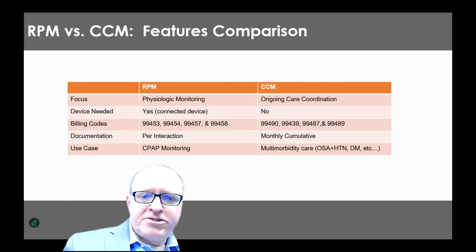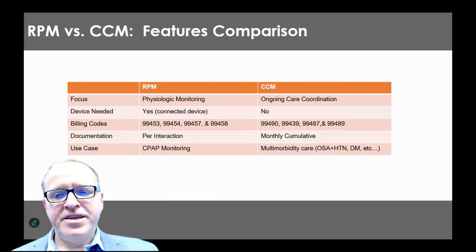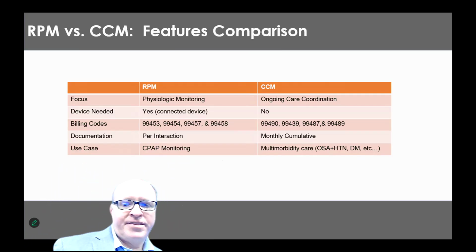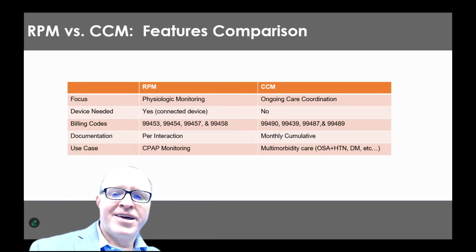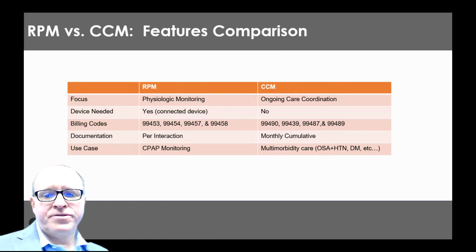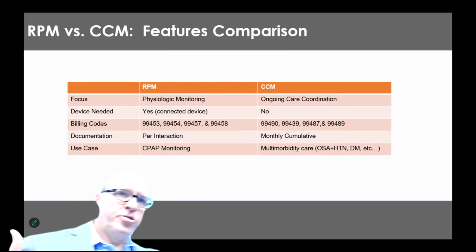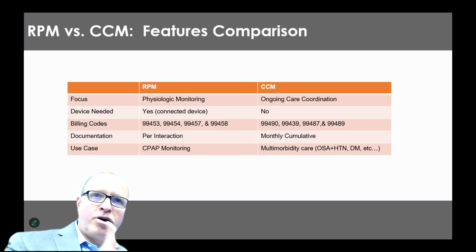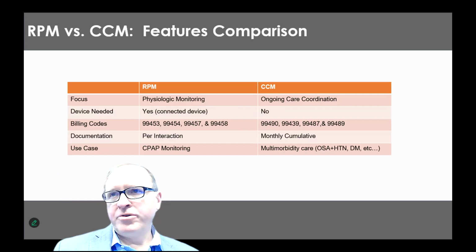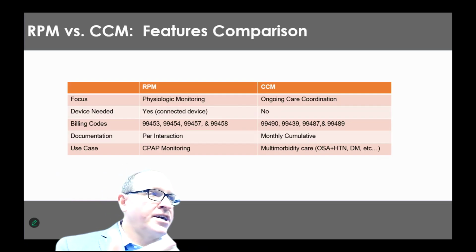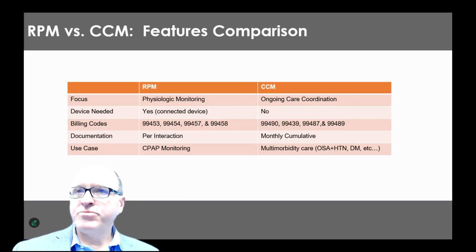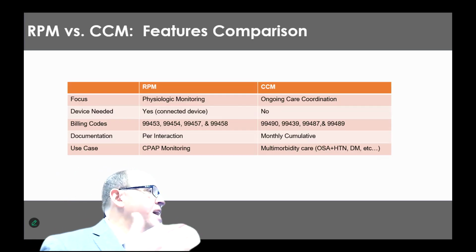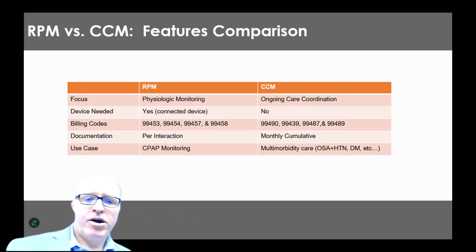So if we look at a feature comparison here with RPM and CCM, really what we're showing is that RPM is largely a tech-driven type of service. CCM is a little more service-driven, and so there's that opportunity to blend the two together. In those patient types where it's appropriate, using RPM and CCM together allows for both precise monitoring of the patient as well as broad care planning. So it's really ideal for these higher risk comorbid OSA patients.